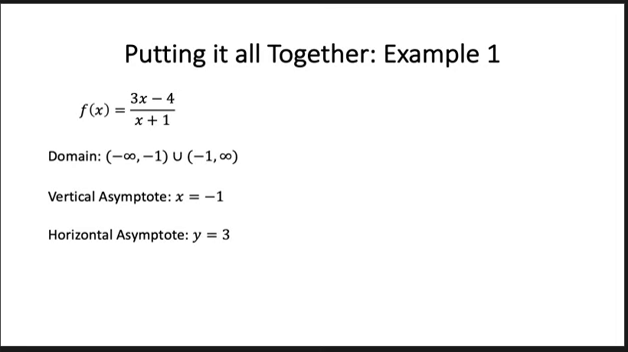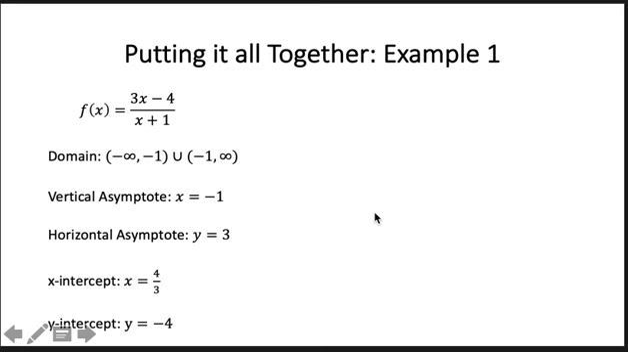And now we have to find the x-intercept. To find the x-intercept, you're going to set the numerator equal to 0. So what makes the numerator equal 0? When does 3x minus 4 equal 0? And that happens when x is equal to 4/3. So the x-intercept is 4/3. And lastly, we have the y-intercept. So the y-intercept is what you get when you plug 0 in for x. So if I plug 0 here and 0 here, I'll end up with -4 over 1. And so the y-intercept is -4.